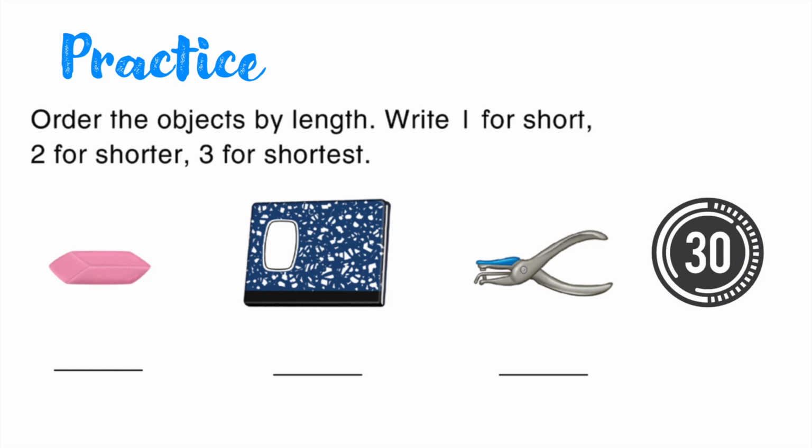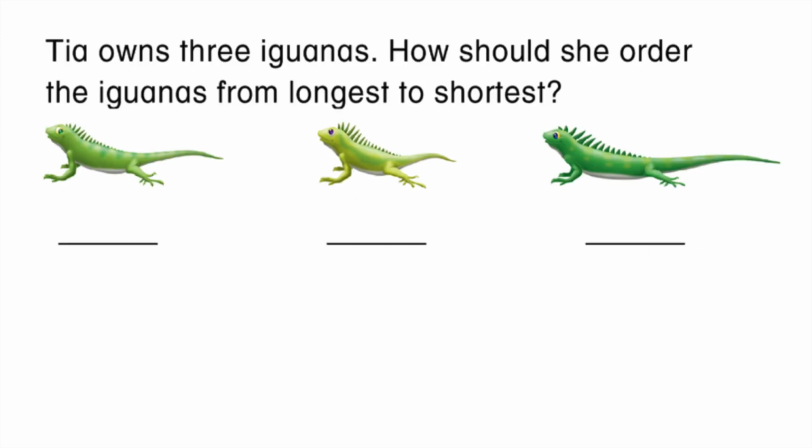All right, let's check your work. So which item is the shortest? The eraser, the notebook, or the hole puncher? Yes, the shortest would be the eraser. So between the notebook and the hole puncher, which one is shorter? Yes, the hole puncher. That means that the notebook would be short with a number 1. Okay.